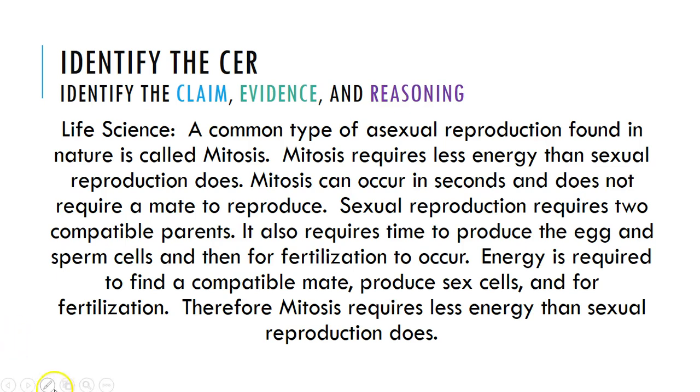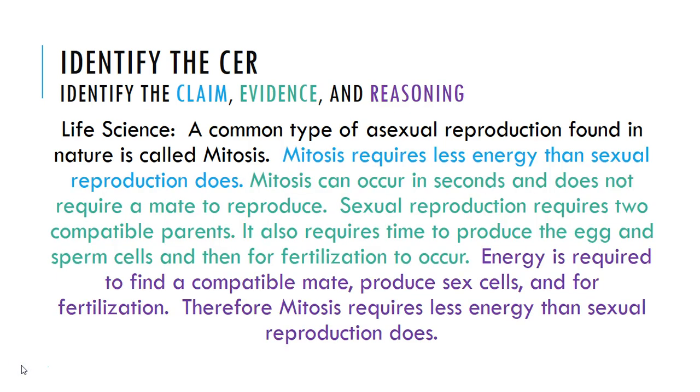So what I want you to do is just take a look at this paragraph and identify the claim, evidence, and reasoning. Taking a look at this paragraph, you can see that our claim is outlined in blue. The claim is mitosis requires less energy than sexual reproduction. The evidence that supports this claim is that mitosis can occur in seconds, it doesn't require a mate to reproduce, and it also takes time to produce the egg and sperm cell. All of this is evidence that is supporting our claim.